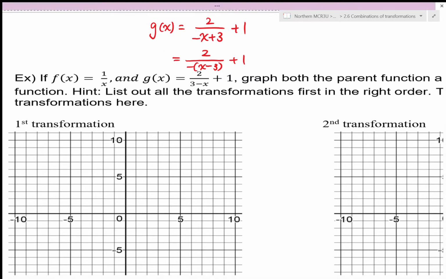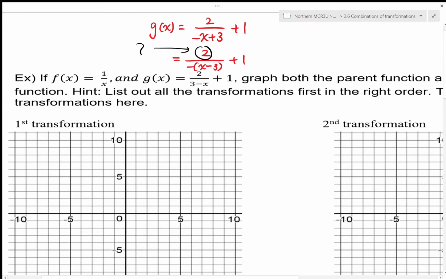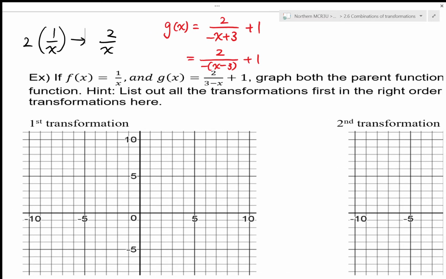Now, some of you may ask me a question about what this 2 is. What is this thing? Remember this: from 1 over x to 2 over x, all we have to do is multiply this by 2. But this 2 is multiplied outside, so it gives me the vertical compression or stretch because it is outside. In this case, it's 2, so it will be a vertical stretch by a factor of 2.